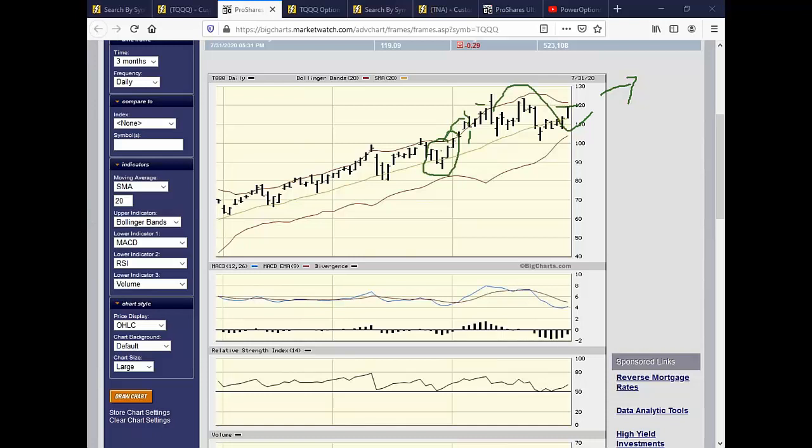On the side of that, Sam's going to rub it in my face. I bought TQQQ in March at 50. I'm 100% in the shares of TQQQ. Yeah, you're at 119, so you're doing really well. Okay. I'm not saying Sam's rubbing it in my face.